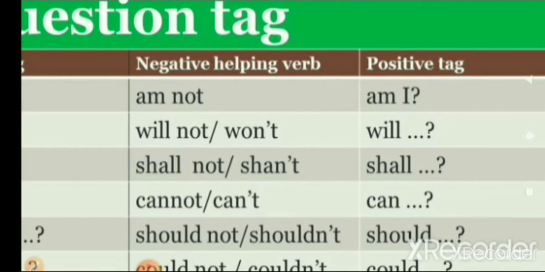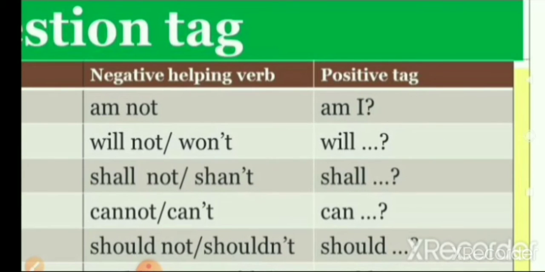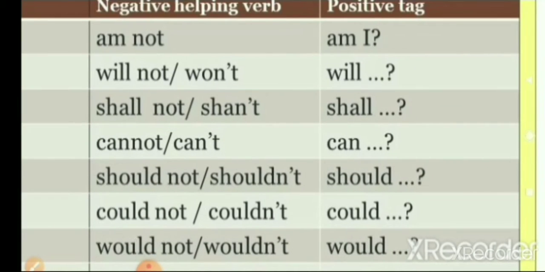Will not or won't. Will. Shall not or shan't. Shall. Cannot or can't. Can. So these modal auxiliaries should be followed by the subject. So should not or shouldn't. What tag will it take? Should, followed by the subject. Could not or couldn't. Could. Would not or wouldn't. Would. Must not or mustn't. Must. So like am I, will he, will she, shall he, shall she, shall we. So like that the tag will be.